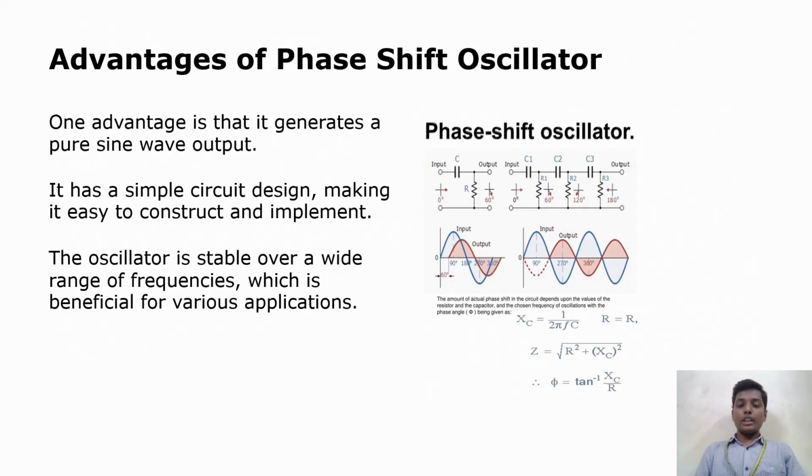The amount of actual phase shift in the circuit depends upon the values of the resistors and the capacitors and the chosen frequency of oscillation, with the phase angle φ being given as Xc = 1 / (2πfC), Z = √(R² + Xc²), φ = tan⁻¹(Xc / R).